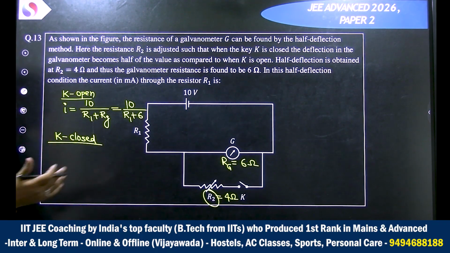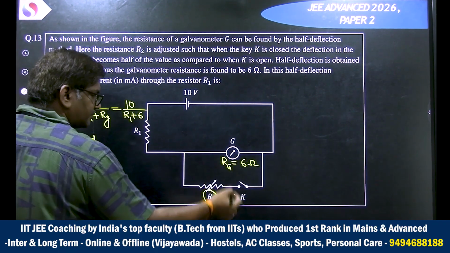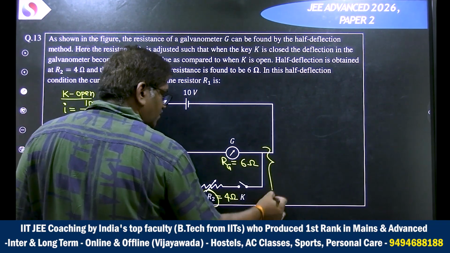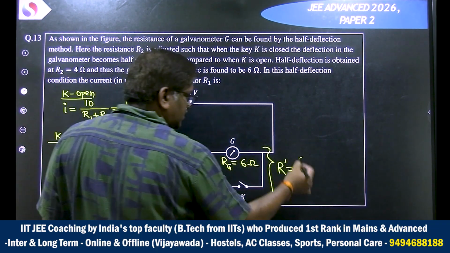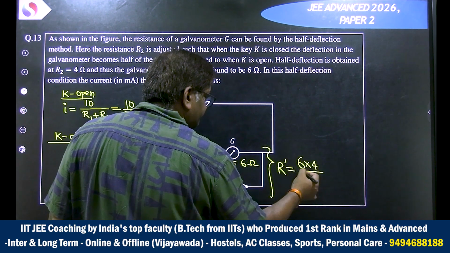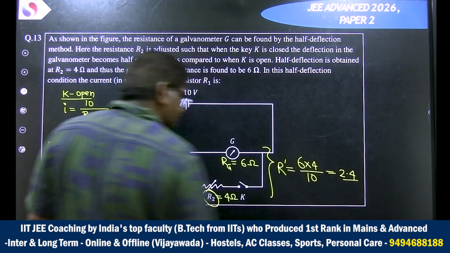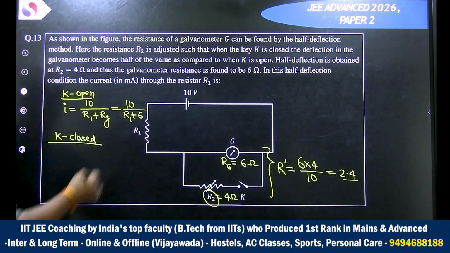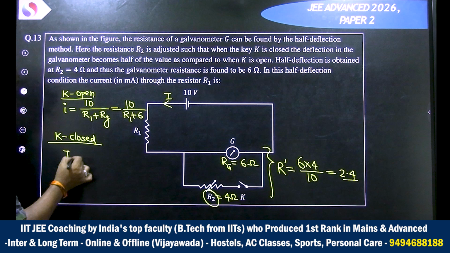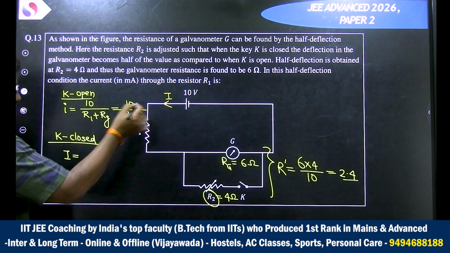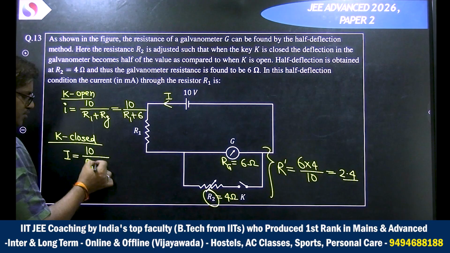When K is closed, now R2 is also participating in the circuit. That means these two are in parallel. So if these two are in parallel, what is their equivalent R? R dash parallel is 6 into 4 divided by 10, which will be 2.4. That means now the current capital I will be equal to 10 divided by R1 plus 2.4.